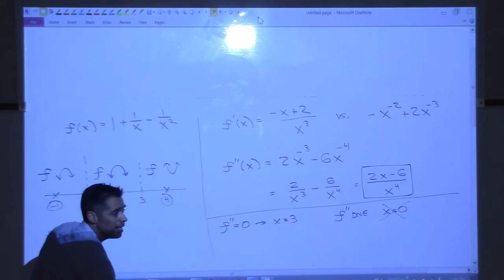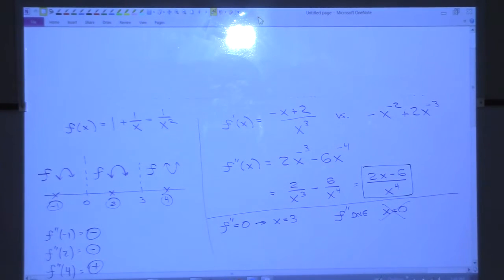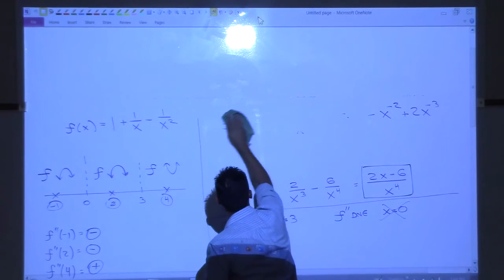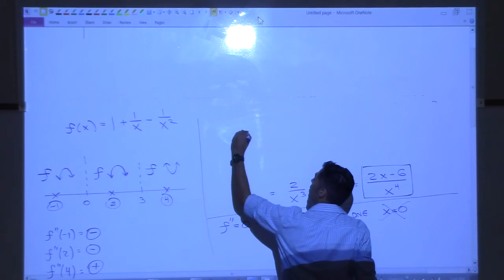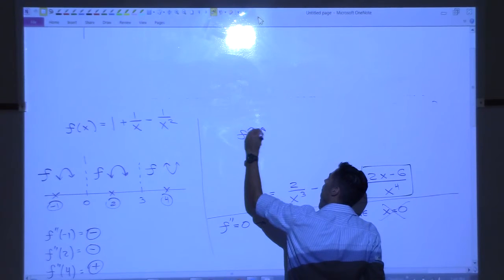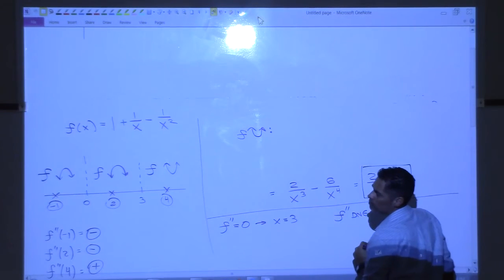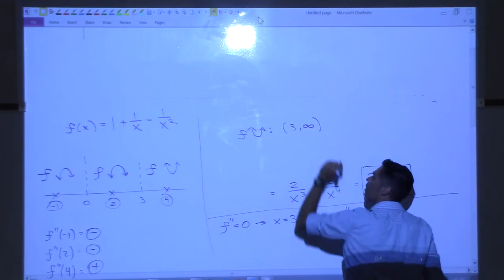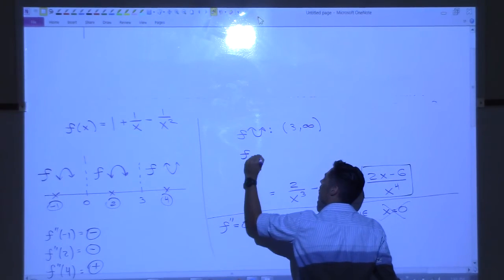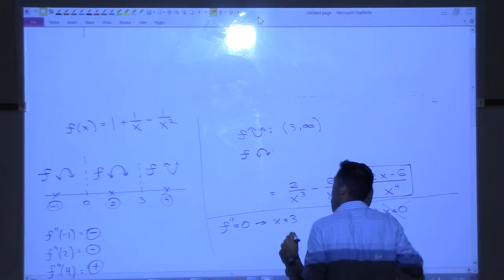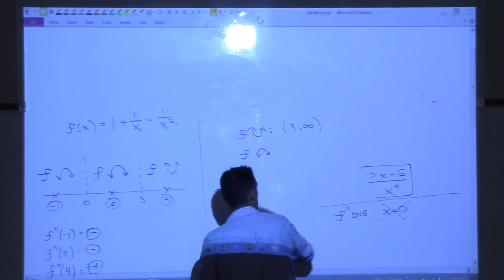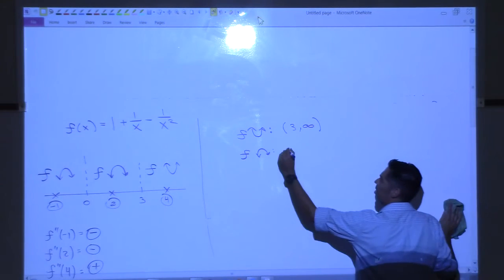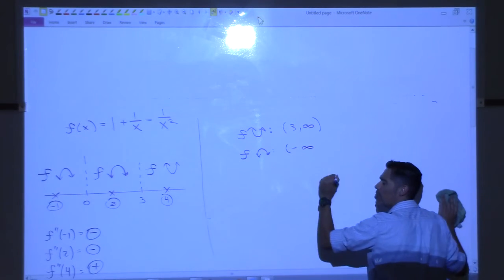So we should now be able to answer the questions. First question was, where is this function concave up? So where is this function concave up? From 3 on, right? 3 to infinity. Okay, where is our function concave down? This one's a little tricky. Where is our function concave down? Negative infinity to 3 or to 0?